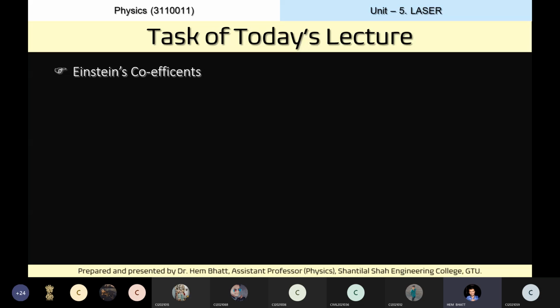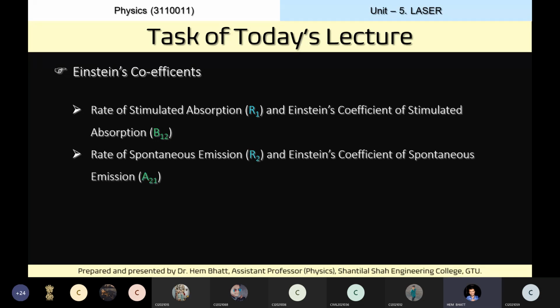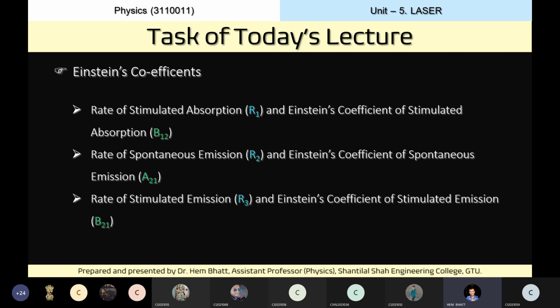So how many things we have in this lecture today? We will see first stimulated absorption process and Einstein's coefficient for stimulated absorption. We will see what governs spontaneous emission and Einstein's coefficient for spontaneous emission. We will also see rate of stimulated emission and Einstein's coefficient for stimulated emission. And lastly, we will see relation between spontaneous emission and stimulated emission.